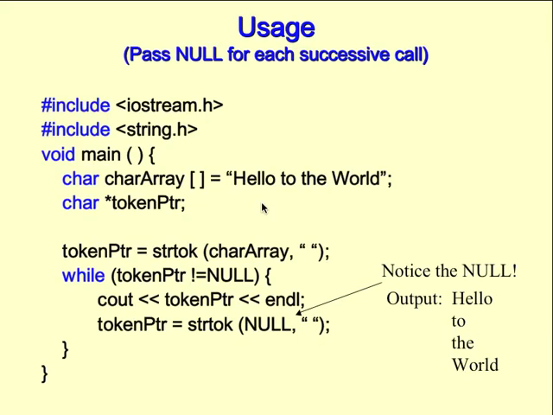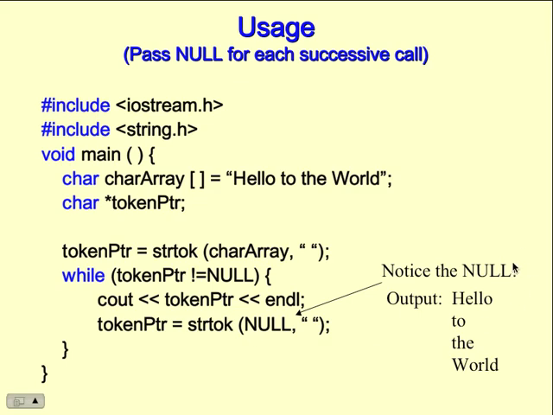So here's an example of the usage. You pass null for each one of the successive calls, where we've got void main, character array A, "hello to the world." And we're going to have a character pointer, and then the token pointer is going to be equal to strtok. So you can take this character array, "hello to the world," and use the spaces as the delimiter. And then while it doesn't equal null, which means we have something, print it out to the screen.